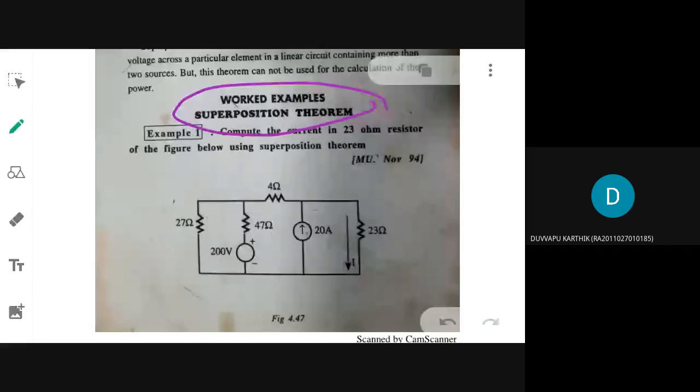Superposition theorem. So the first problem says, what do you need to find in the first problem? You have to compute the current in what ohm resistor? 23 ohm. This 23 ohm resistor, through which you need to find out the current. How many sources are there in the circuit?